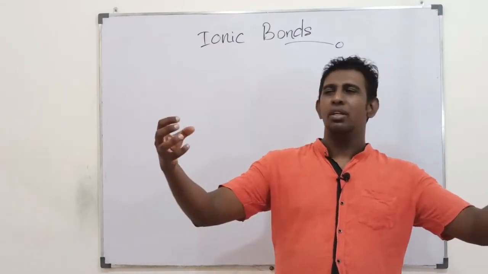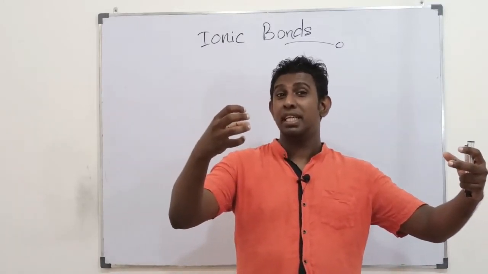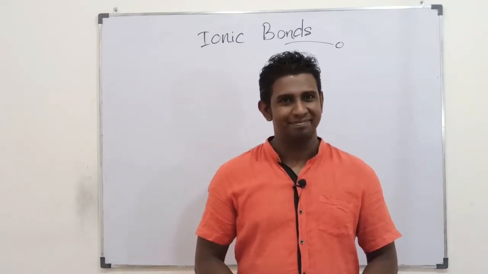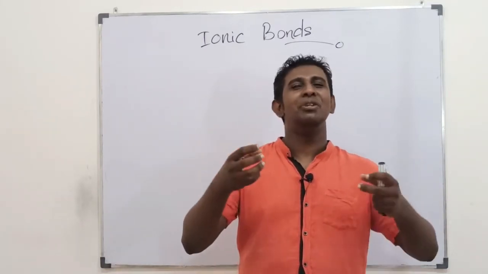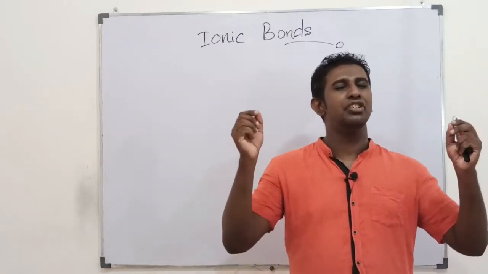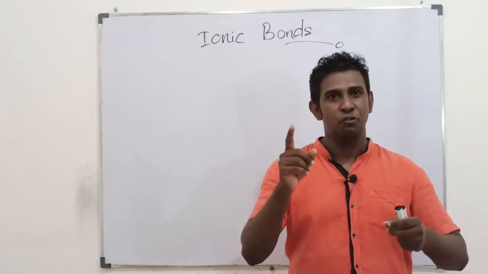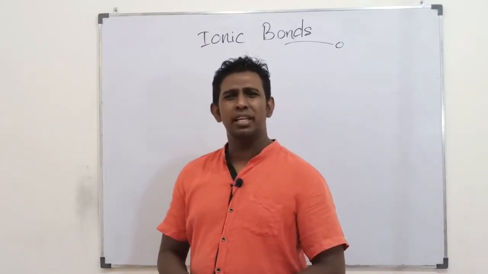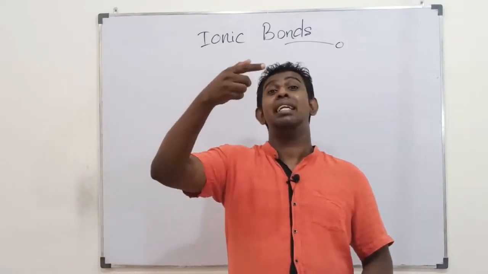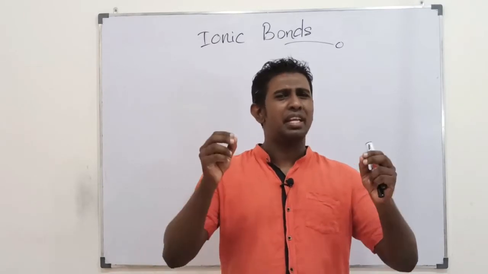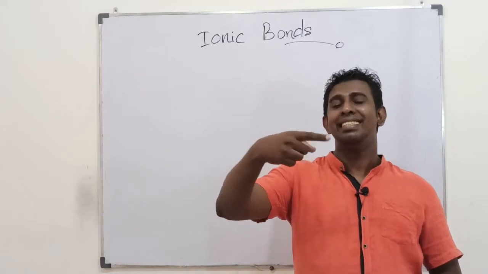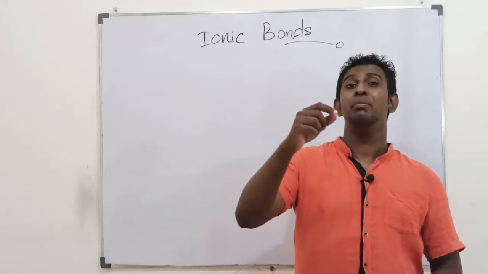When you bring a positively charged ion close to a negatively charged ion, what would happen? They would get attracted. Electrostatic attraction forces evolve. Students, the electrostatic attraction forces that evolve between two oppositely charged ions are referred to as an ionic bond.